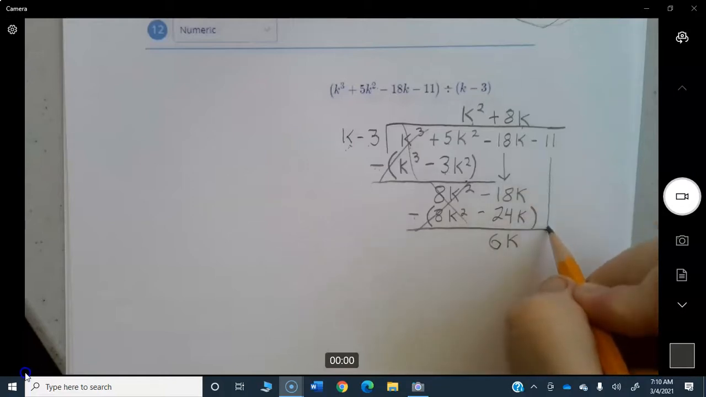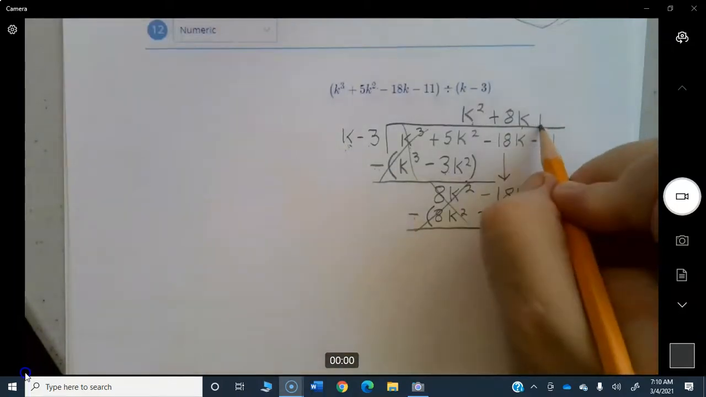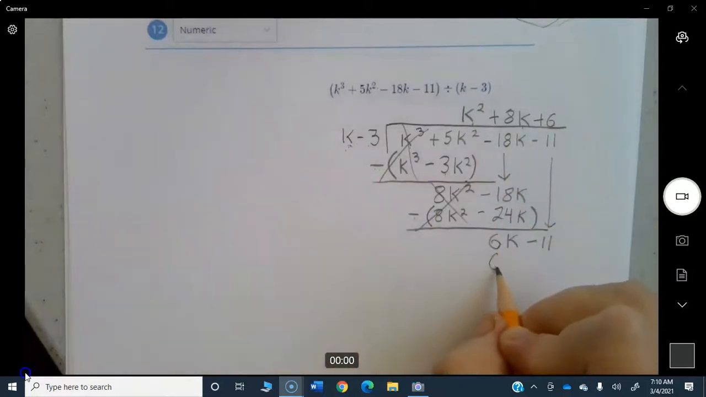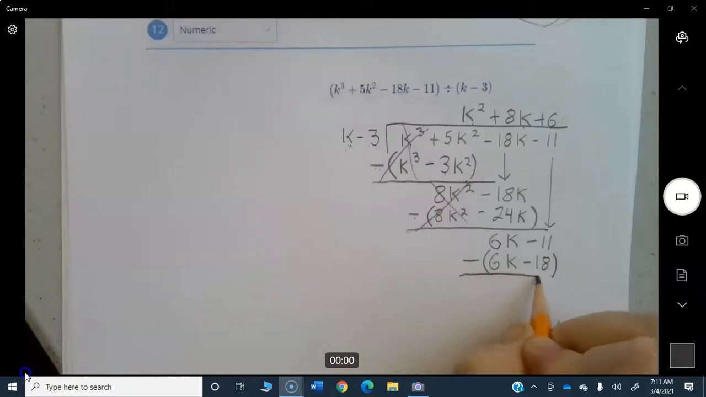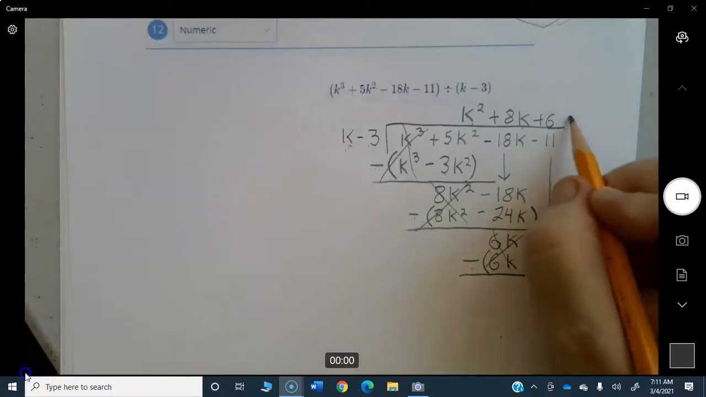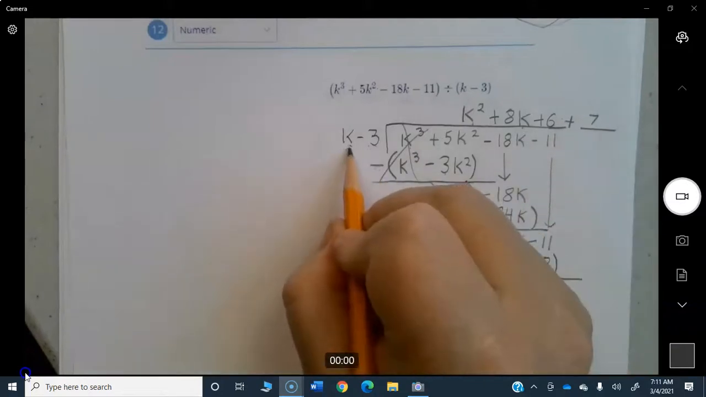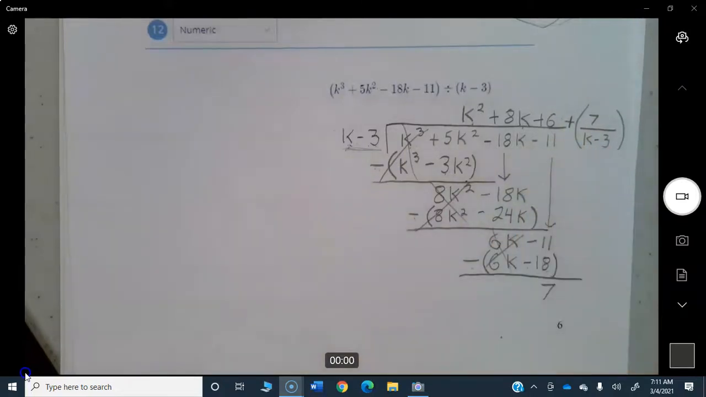All right, and then the final pull down is right here. That's going to be minus 11. What do you multiply k by to get 6k? You multiply by 6. So plus 6. 6 times k is 6k. Subtraction sign, open parenthesis. 6 times -3 is -18. So now you subtract. These two go away. And this becomes negative becomes positive 18. So -11 plus 18 is going to be positive 7. And that's your remainder. So we simply come up here and put a plus sign, 7 over the divisor, k minus 3. And put that in parentheses. This is always, to me, a good idea. Okay, and that's the answer to that problem, this up here.